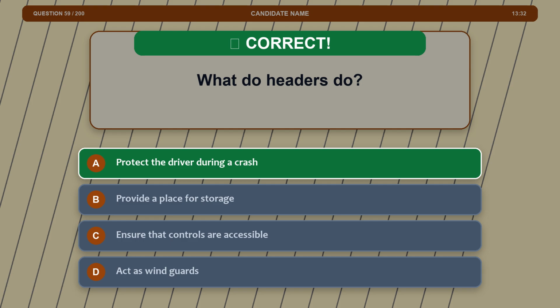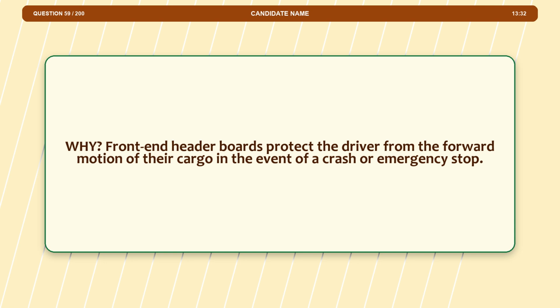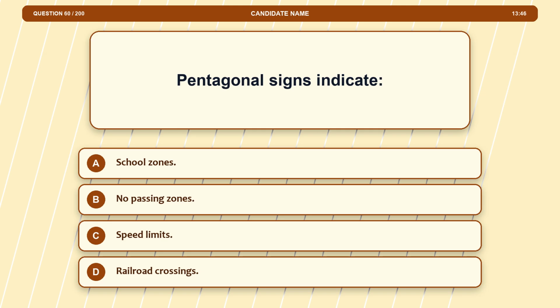The correct answer is option A. Protect the driver during a crash. Explanation: front-end header boards protect the driver from the forward motion of their cargo in the event of a crash or emergency stop.